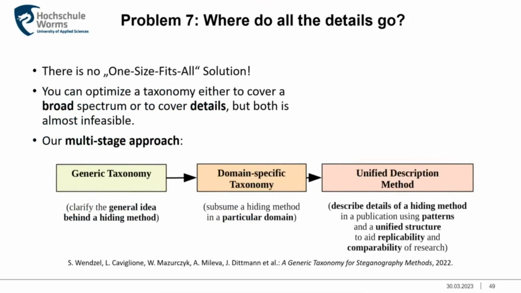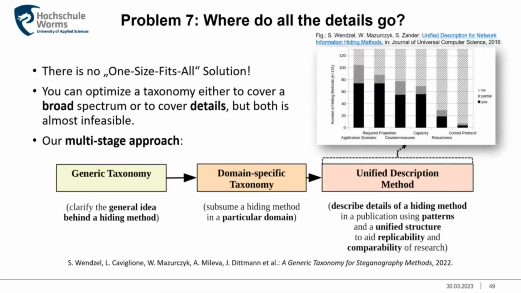Well, I don't go too much into this, but we have domain-specific taxonomies. So we first say, okay, the generic pattern is so and so. And then come domain-specific taxonomies, still partially in progress. And then we have a unified description method that allows to describe all the details of the hiding method. And this is aided for scientific replicability, so that experiments can be more easily redone.